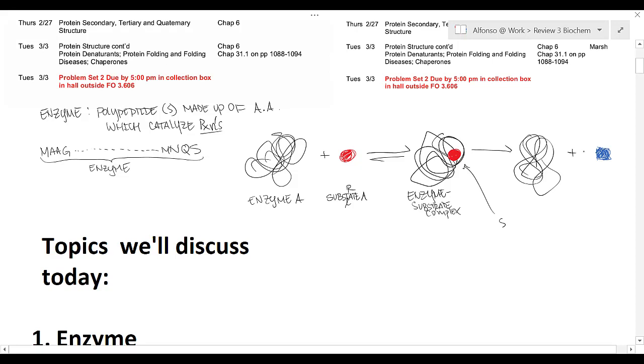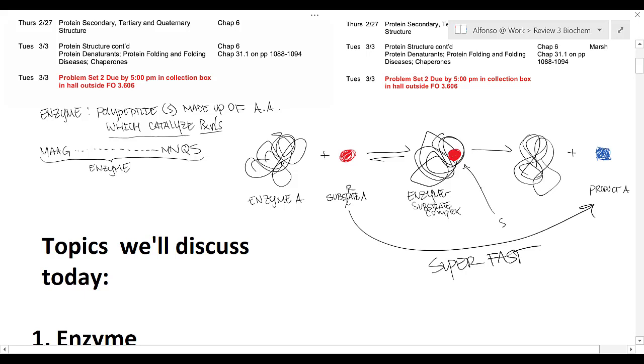So let's start from the beginning. An enzyme is a polypeptide made up of amino acids which catalyze reactions. Okay, and what that means is that they make reactions like this, turning substrate A into product A, they turn substrate A into product A super fast. Okay, so that's all enzymes do. They take substrates, form enzyme-substrate complex, and they turn that substrate into a product.